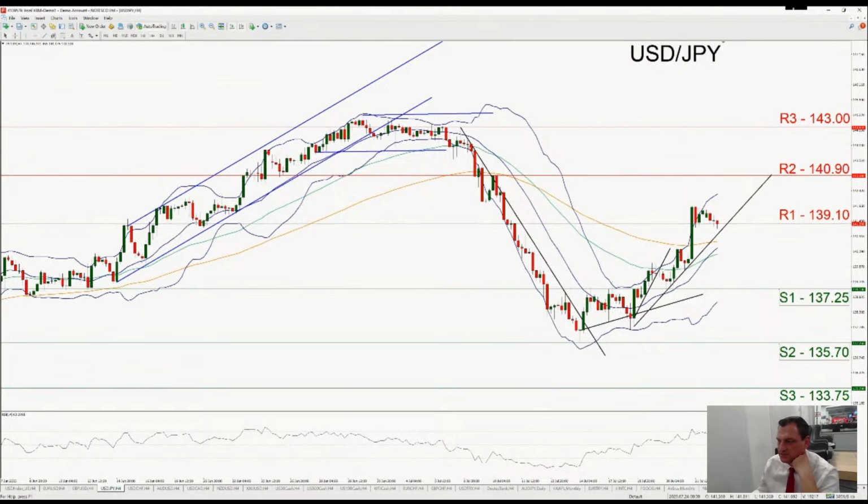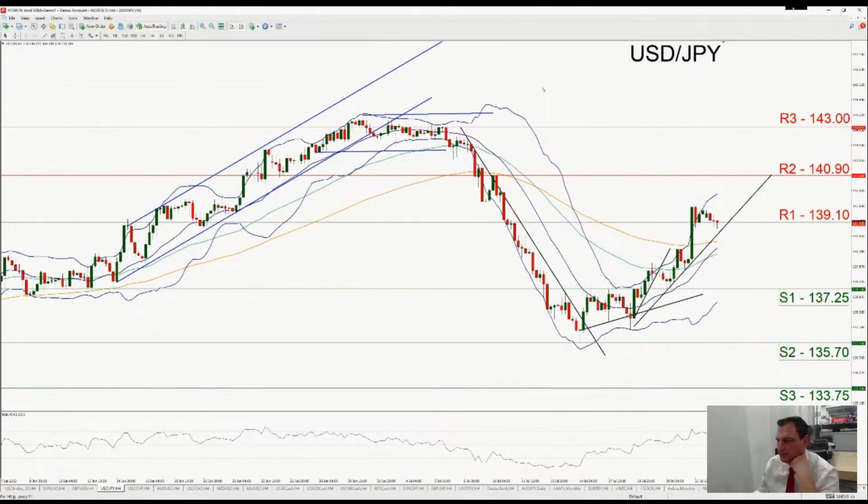So despite some stabilization and correction lower, we tend to remain bullish. And in that sense, I would expect the price action to clearly break above the 139.10 and start aiming for the 140.90 level, which provided beautiful resistance here. Higher than that, we seem to have a plateau at 143.